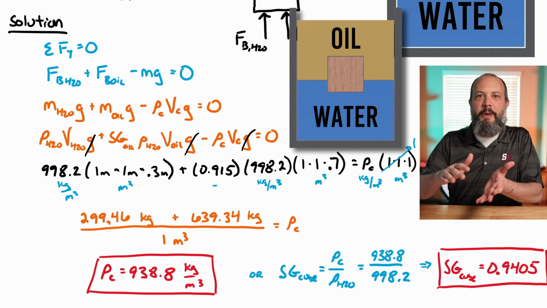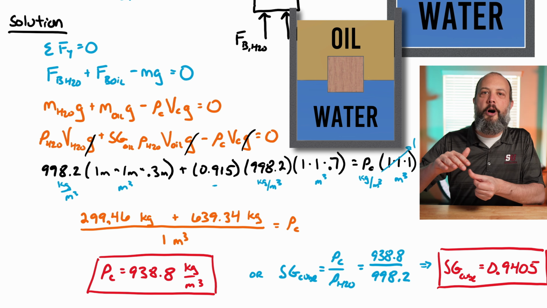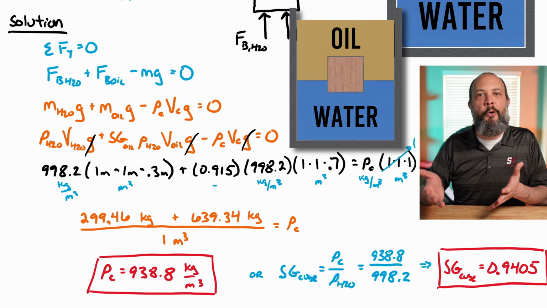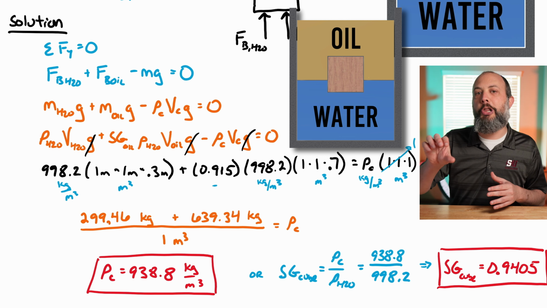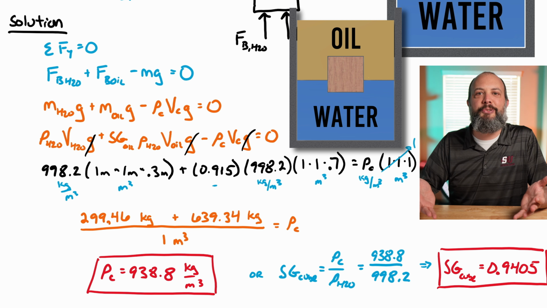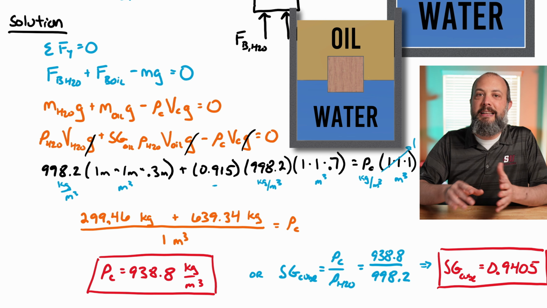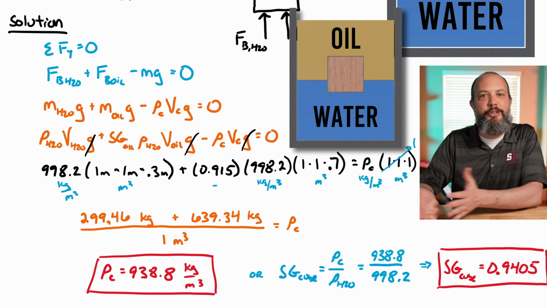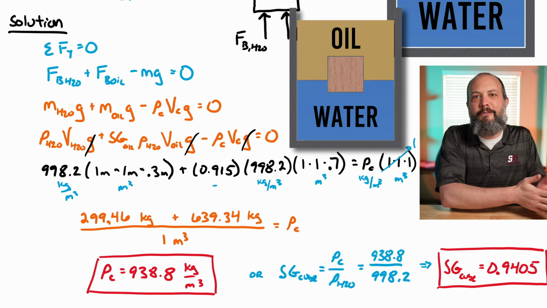And you can even tell based on the fact that it's sitting higher in the water, sitting more inside the oil, the specific gravity should be closer to the value of the oil than it is to the water, which again helps make sure that this answer does seem to make sense, since the 0.94 is closer to the 0.91 than the specific gravity of 1 for the water.